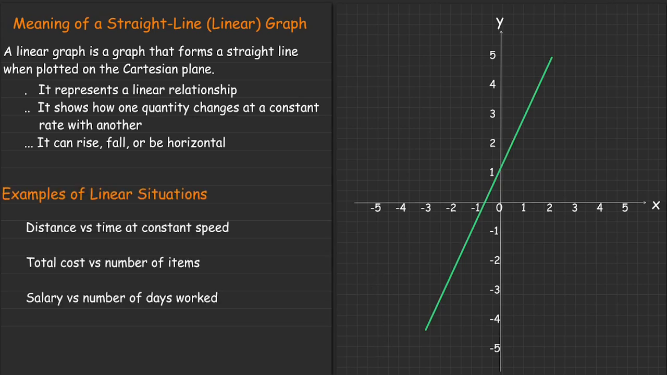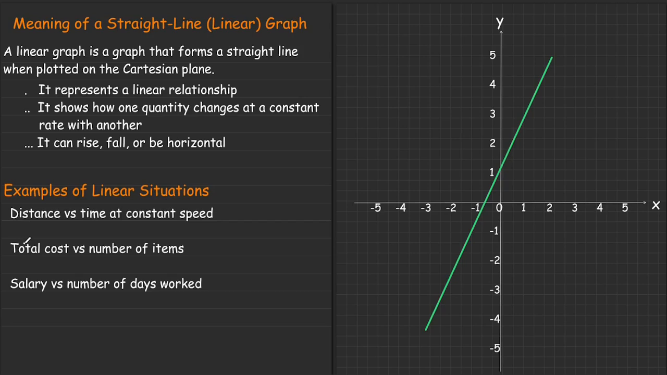Now, as we will see, in real life, there are so many situations that tend to be linear. Examples include the distance versus time at a constant speed. We'll be looking at how all these are linear in our subsequent lessons. The total cost versus the number of items, if you plot it on a graph, can also be linear. Then the salary versus the number of days worked. These are all situations where, if we represent them on a graph, we'll get linear lines or linear graphs.